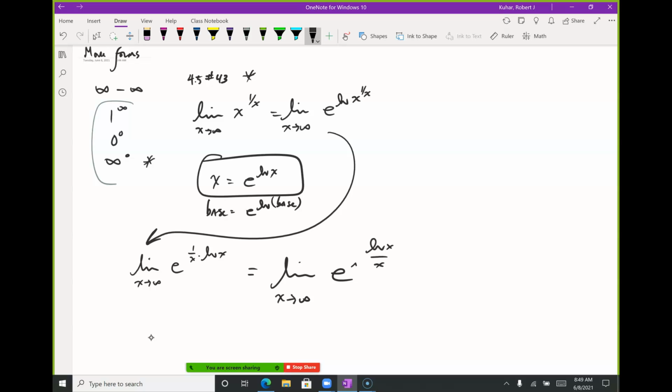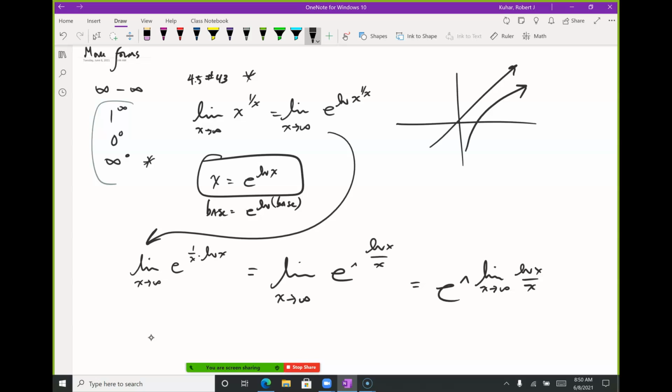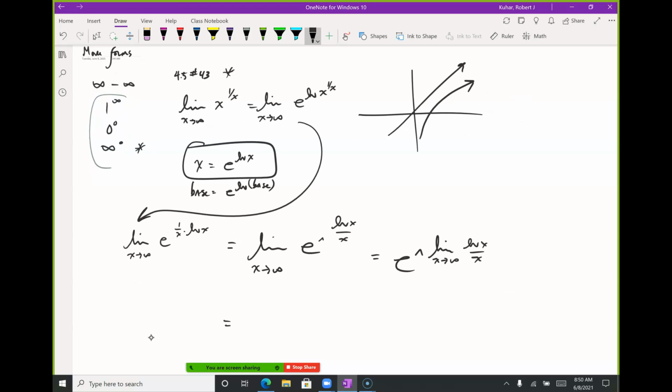And now, because I've got continuous functions, I can move this limit inside. This is e raised to the limit as x goes to infinity of ln of x over x. And where does ln of x go? Infinity. Where does x go? Infinity. So I've got infinity over infinity. So I can do L'Hopital's rule, a little L over my equal sign. I've got e raised to the limit as x goes to infinity. Derivative of ln of x is 1 over x. Derivative of x is 1.